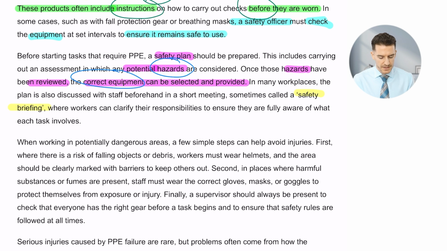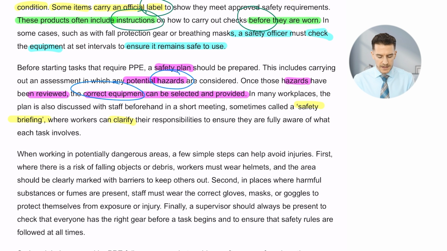So we can highlight that, where workers can clarify their responsibilities to ensure they are fully aware of what each task involves. So if you remember, the safety briefings allow workers to do something to make sure they know what they need to do. So their responsibilities and what each task involves. So remember, for this one, we were looking for a verb. So if we look here, what verb would be the answer? Well, looks like clarify would be the answer there.